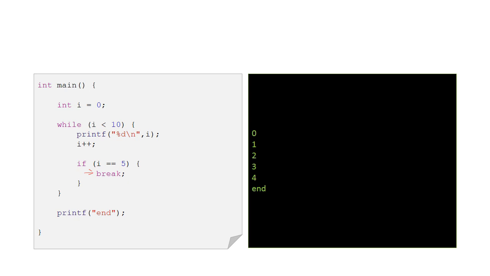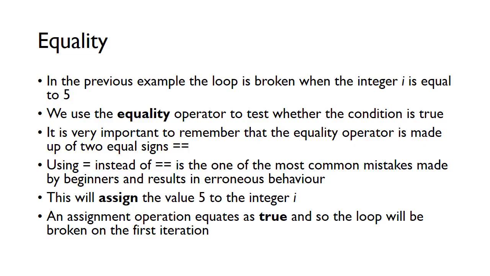in fact there's a typo here. That would still print 5. When i is equal to 5, that would be true, so it would print 5. And then if i equals 5, we will break out of the loop and jump to end. So we can break out of the loop using the break command.